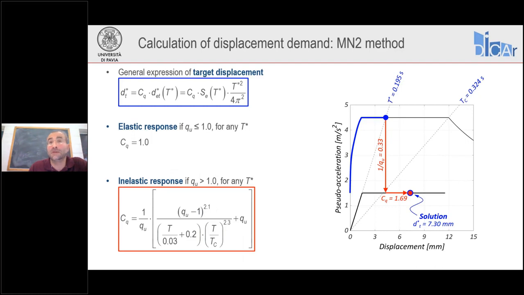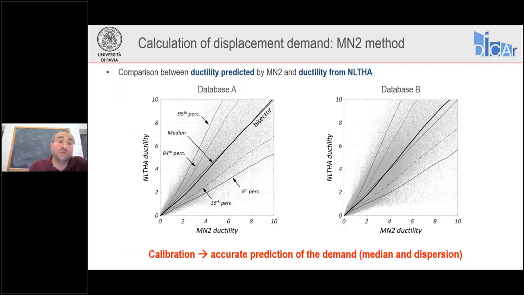You see now 1.69. As expected, it is larger because the original method is affected by underestimation of the inelastic displacement demand. So we expect that the more accurate method will provide us a greater value for this amplification. And now, if we do the same comparison in terms of ductility demand from the modified N2 method and from the nonlinear dynamic analysis on the oscillators, we see that the median is very close to the bisector, as we would like to have.